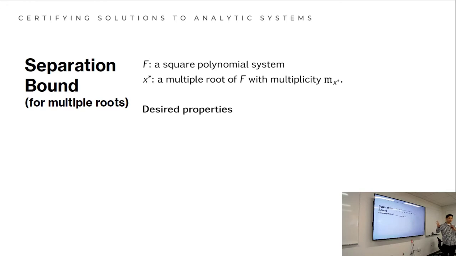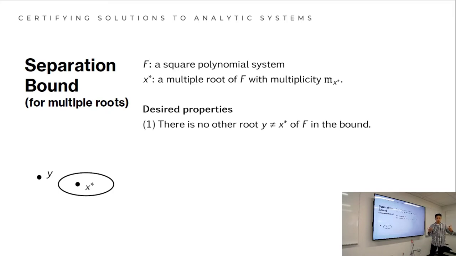So now we want to construct a separation bound which isolates the multiple roots. Before we construct this separation bound, it's helpful to think about some desired properties that we want to have inside our separation bound. So now we have a capital F, which is the polynomial system. We'll go back to the polynomial system for a while. And again, x star is the exact root of the capital F, which is a multiple root with multiplicity n. Then the first property is, of course, isolating other roots. If there is another root, denoted y, then this y should be outside of the separation bound. This is the first property.